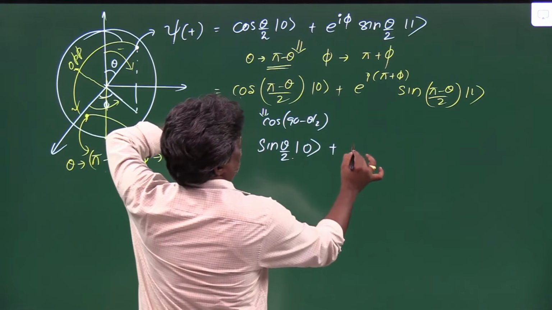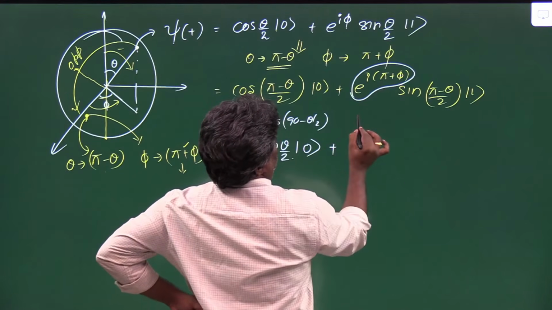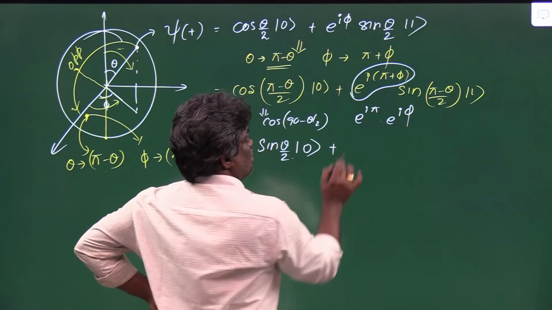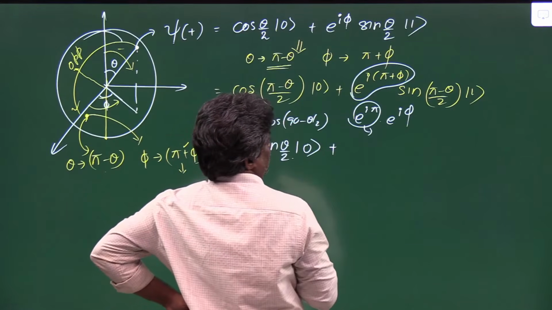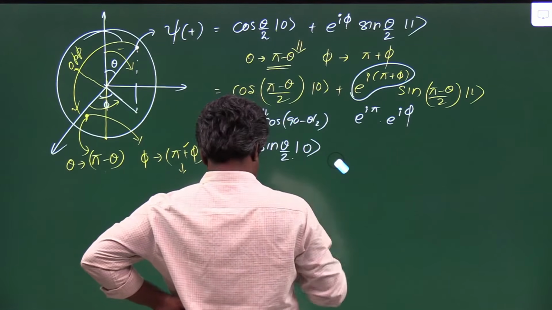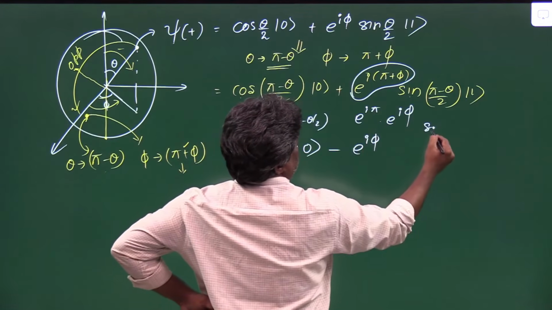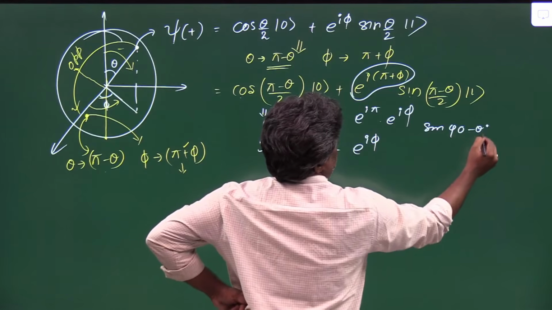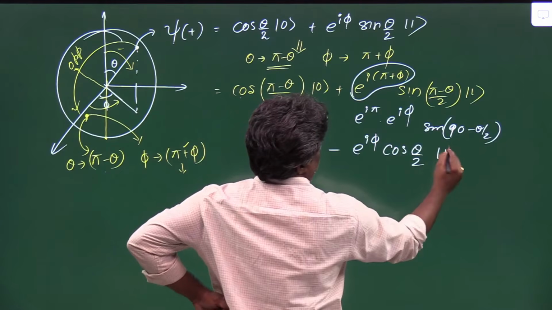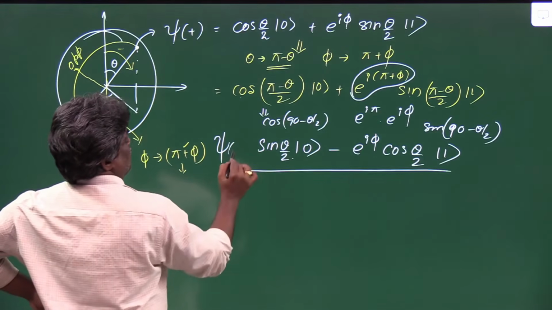Ket 0 plus, sir, see this. This is e raised to I times pi plus phi. Shall I write like this? What is e raised to I pi? Minus 1. Yes, minus. So e raised to I phi as it is. Sin of 90 minus theta by 2 is nothing but what? Cos theta by 2. So this is, you must get psi minus actually.